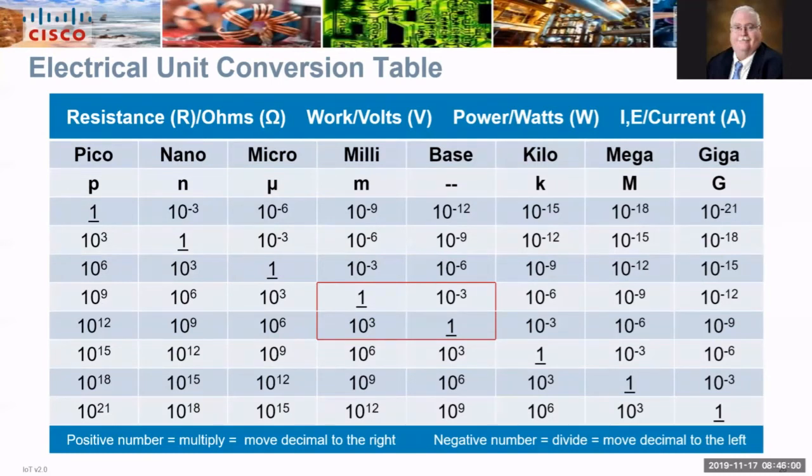Positive numbers mean to multiply by 1000, or move the decimal to the right 3 places. Negative numbers mean to divide by 1000, or move the decimal to the left 3 places. It's common to go from watts to kilowatts or amps to milliamps. You should always get to the base before using any other calculations.